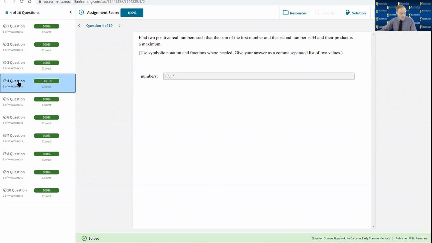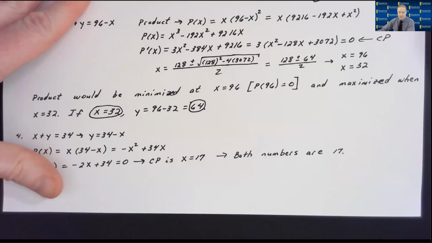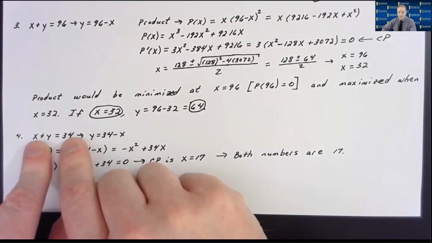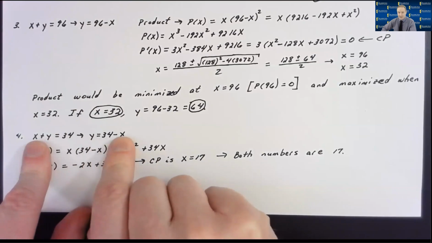When I go to the next question here, number 4, again, finding two positive real numbers such that the sum of the first and the second is 34 and their product is a maximum. And this is actually maybe a slightly easier version of number 2. It's pretty much the same problem. So I just say, well, all right, it said the sum of two numbers is 34. So x plus y is 34. I'll go ahead and say y is equal to 34 minus x.